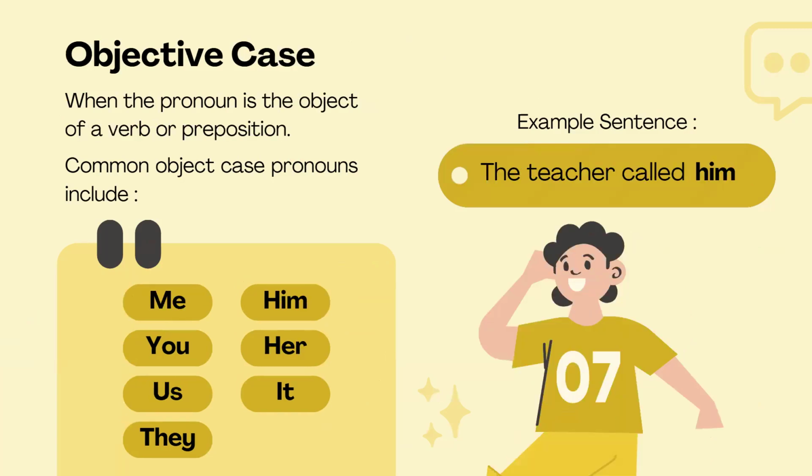Object pronouns receive the action, which acts as the object or which replaces the object. The common object pronouns are me, you, him, her, it, us, them. For example, the teacher called him. Here's a quick tip for you. Always use a subject pronoun before the verb, as in the sentence he runs fast, and use an object pronoun after verbs or prepositions. The gift is for her.